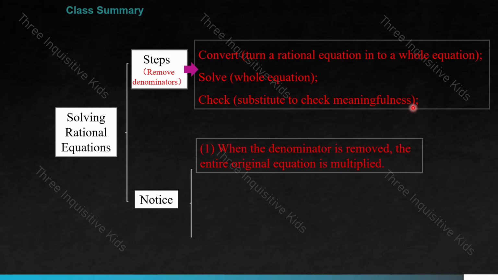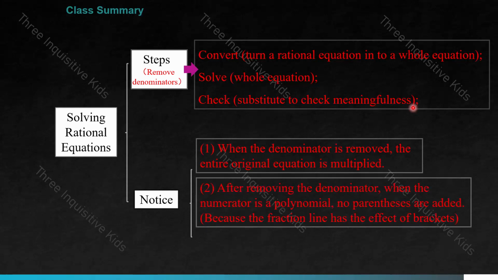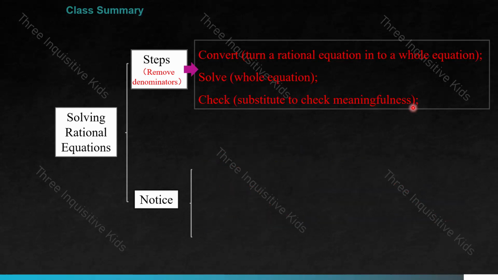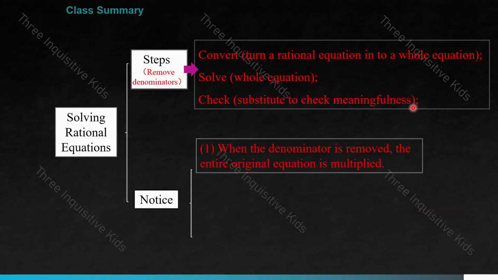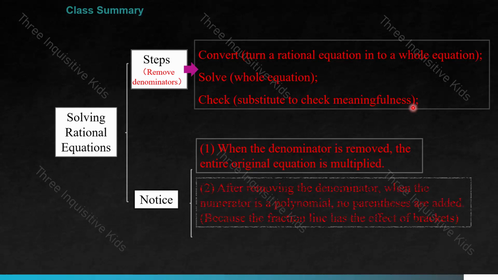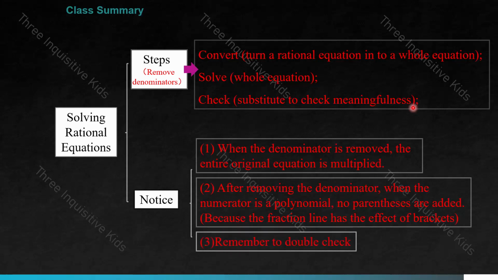Three points to be careful of when solving: when the denominator is removed, the entire original equation is multiplied. After removing the denominator, when the numerator is a polynomial, add parentheses, because the fraction line has the effect of brackets. And remember to double check. This is key and crucial.